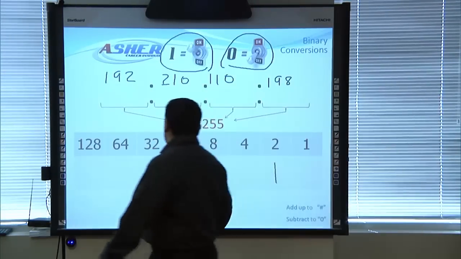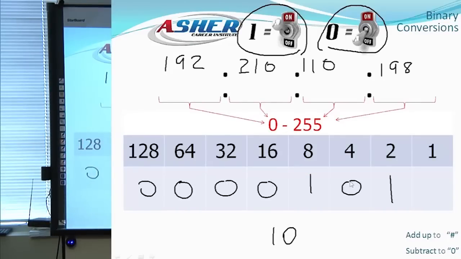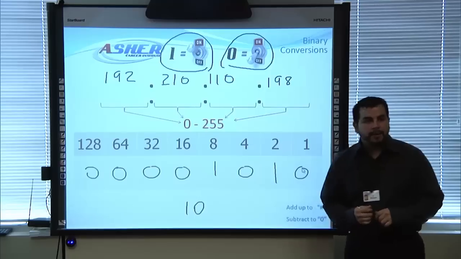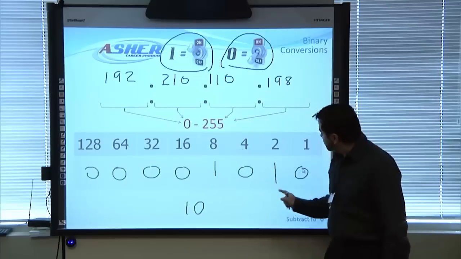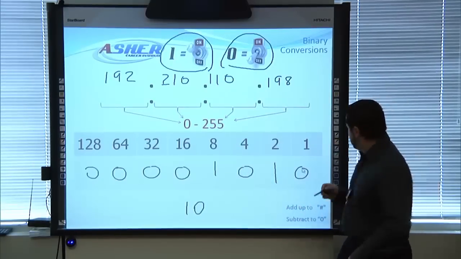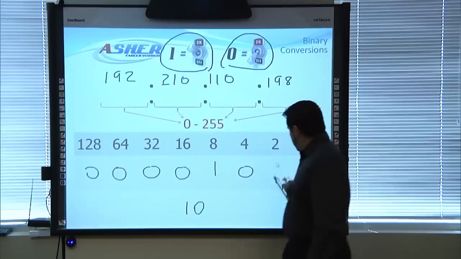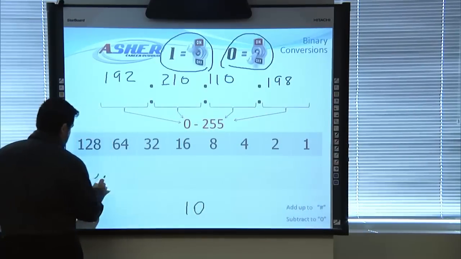So for 10, this would be our binary number. 0 means we're not going to use it. 1 means we're going to use the 8 and we're going to use the 2. And we're going to get 10. Okay? Simple enough?